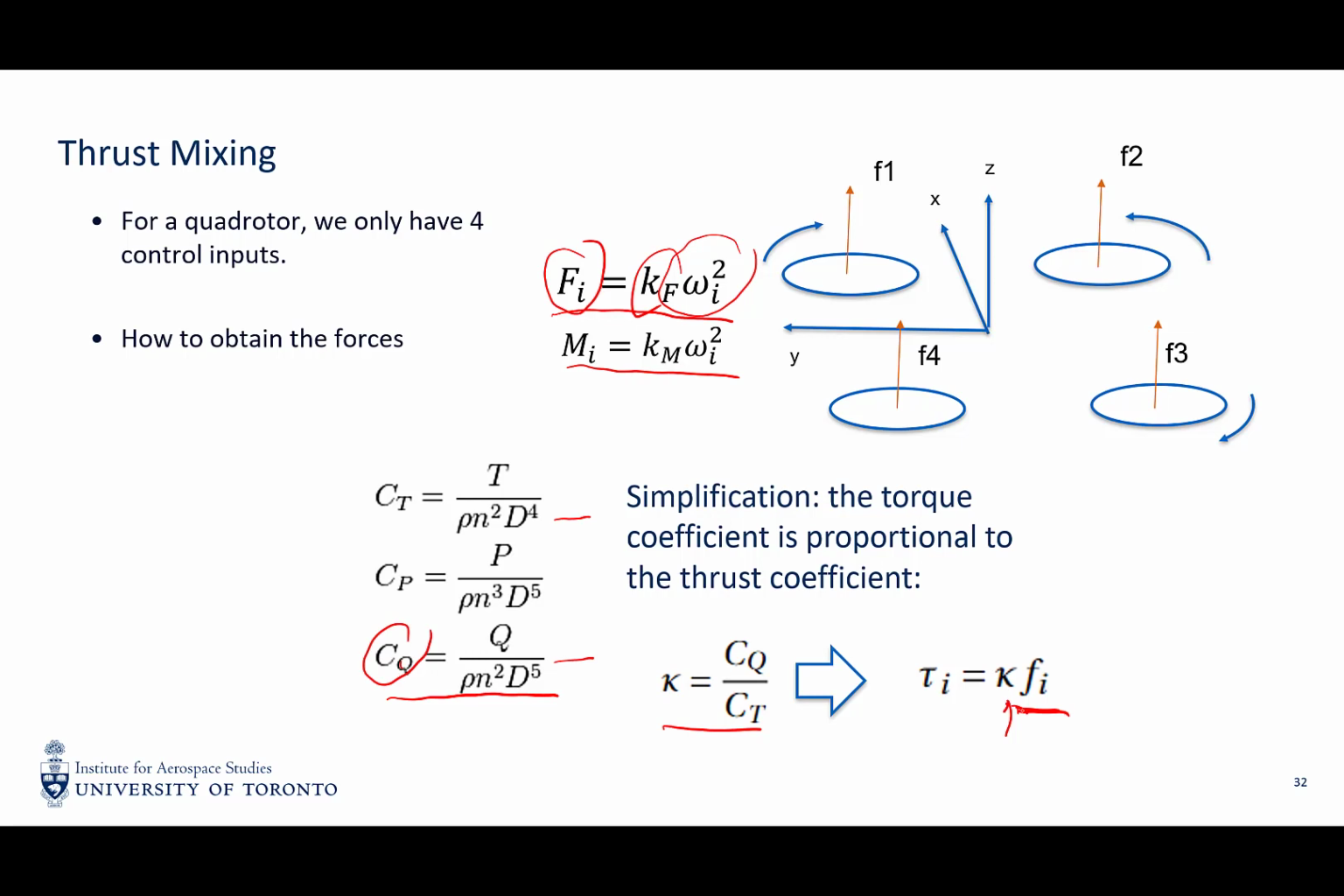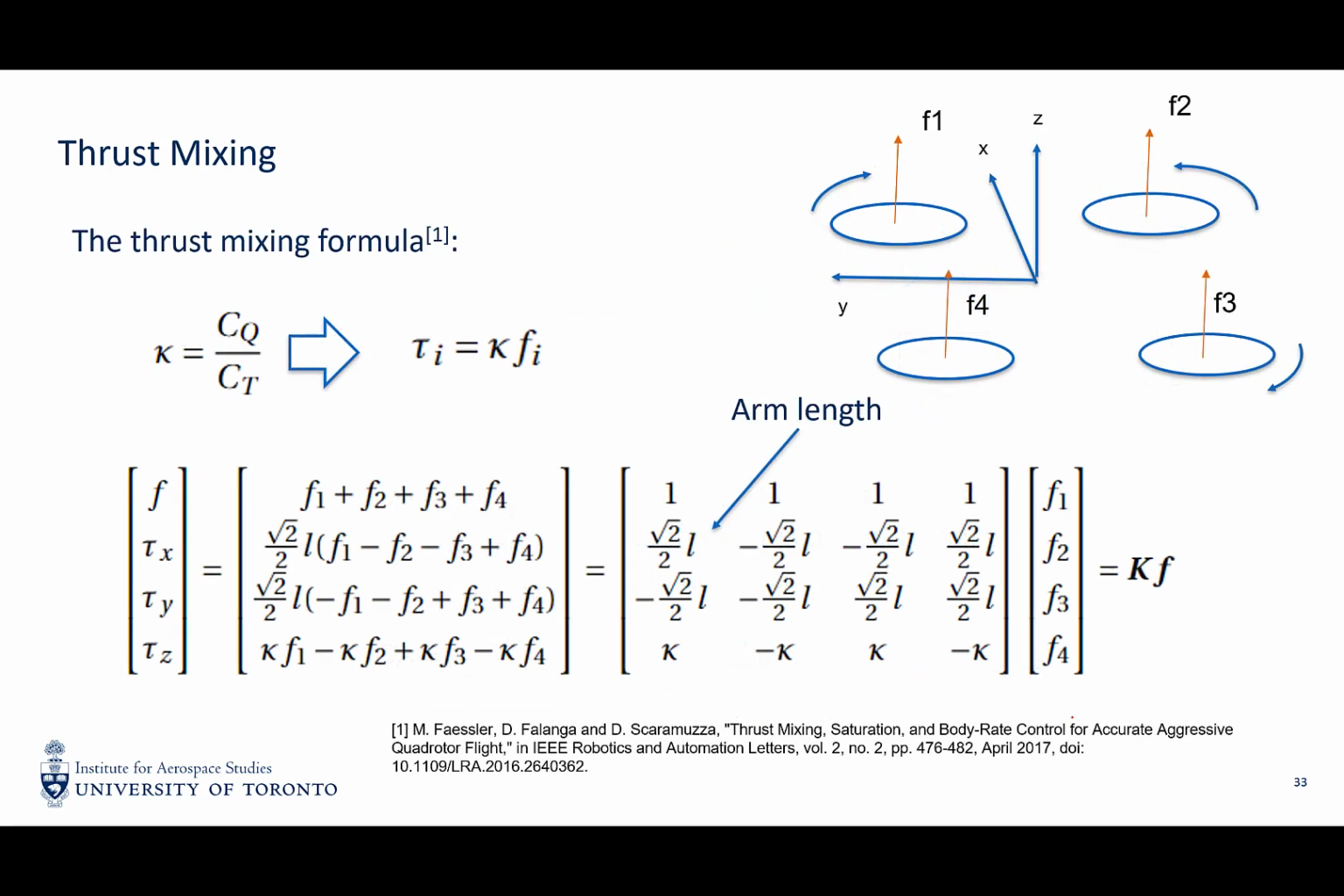But in the end, we are going to control the rotating speed of every individual rotor. So by using this linear relationship between the torque and the lift, we can do something called thrust mixing. It means that if we want to set the total lift, the collective lift, and the total moment on the quadrotor, by using this relationship, if we can get kappa from CQ, the ratio between CQ and CT, and also L, the arm length, then by solving this linear equation, we can get the lift on individual rotors.